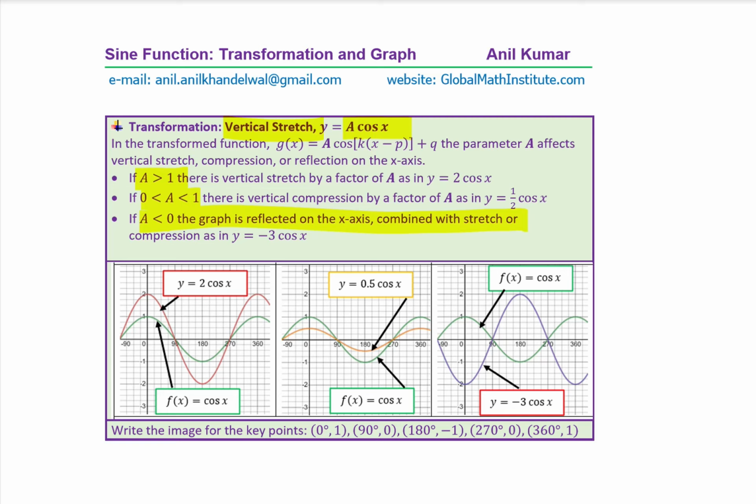Now, these examples illustrate. If we are talking about 2 cos x, then the graph will be vertically stretched as shown here. But if we are talking about half cos x, in that case, the graph will be compressed as shown by the orange line here, as compared to the normal graph shown in green. But if we have a negative value, instead of starting with the maximum, the graph starts with the minimum. So there is a reflection.